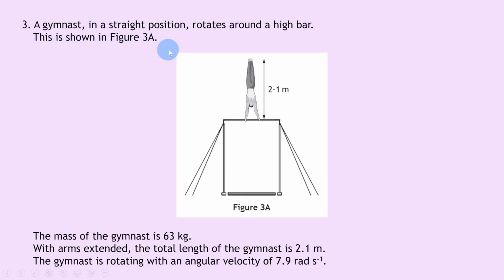Question 3 says a gymnast in a straight position rotates around a high bar. This is shown in figure 3a. So there's the high bar and the gymnast of length 2.1 meters. And it says the mass of the gymnast is 63 kilograms. With arms extended, the total length of the gymnast is 2.1 meters, and the gymnast is rotating with an angular velocity of 7.9 radians per second.